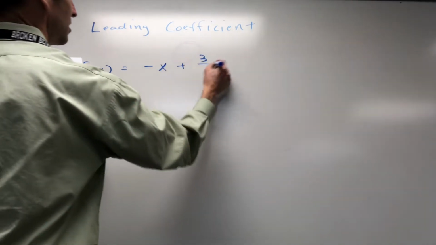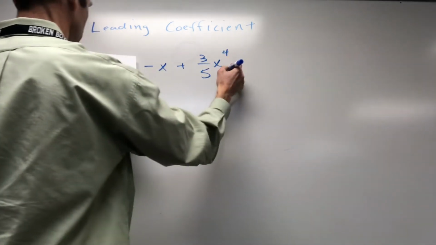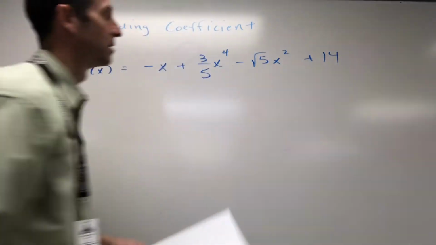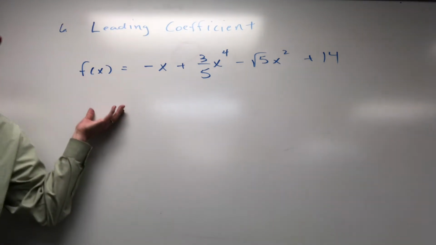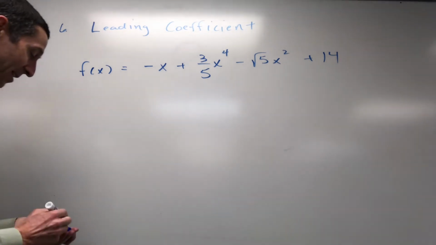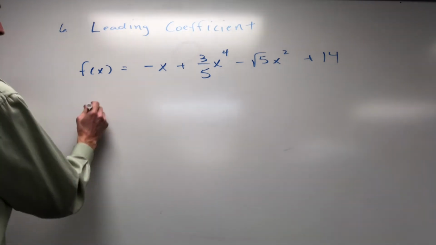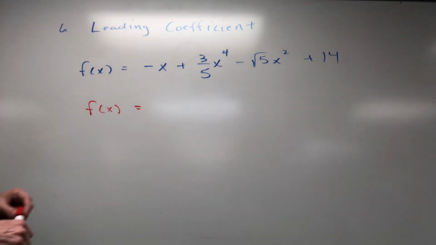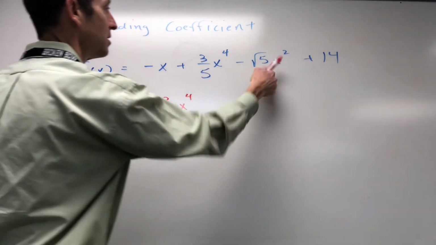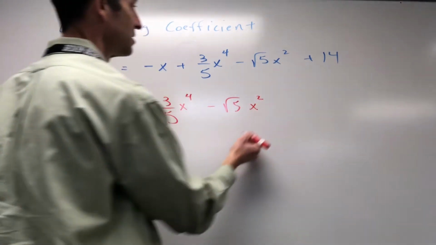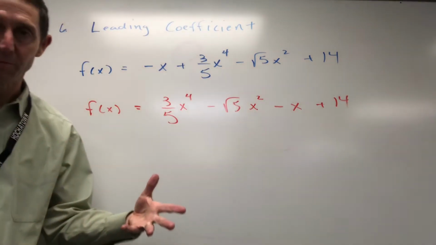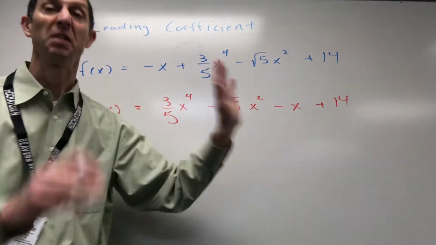Negative x, 3/5 x to the 4th, square root of 5x squared plus 14. So you get a function like this, clearly not in order. So you may have to take the time to put this guy in order. Let's find our largest exponent, right there, 4th power. So we're going to make this first, looks like square root of 5x squared is second, then minus x, and then my number. And remember that, guys, anytime that you've got a number, 14, no letter, he's on the end.